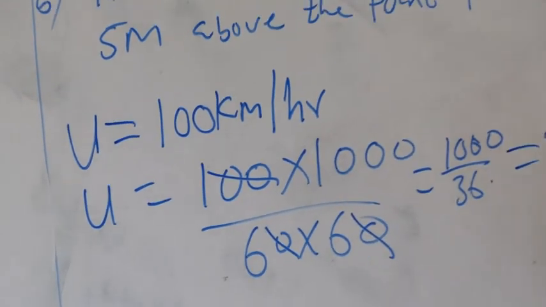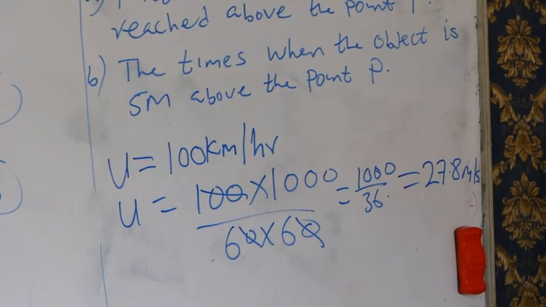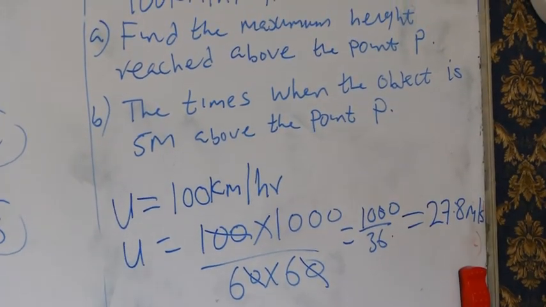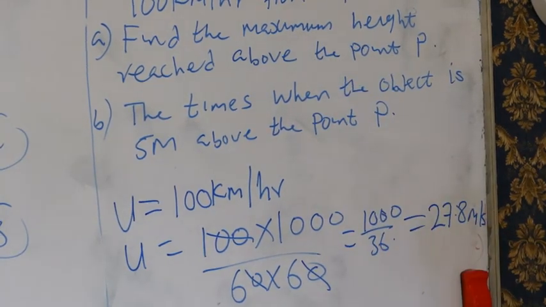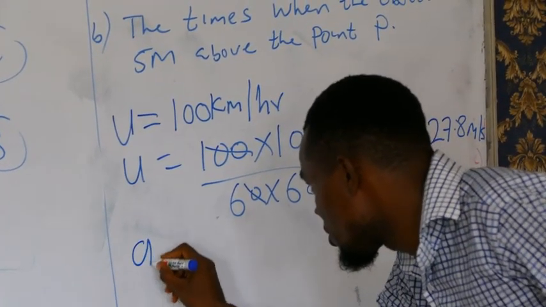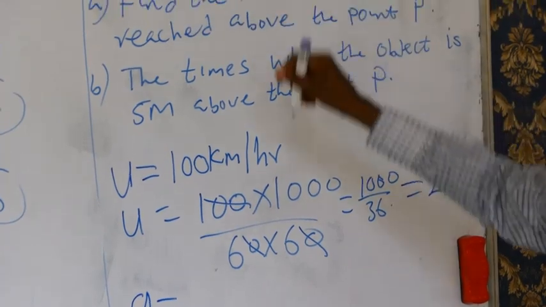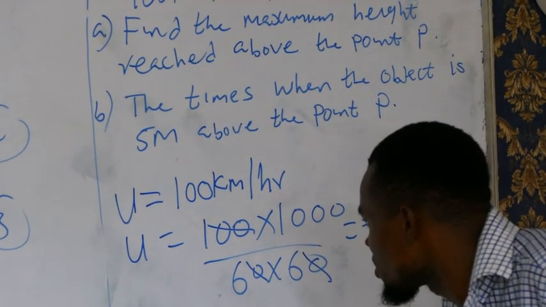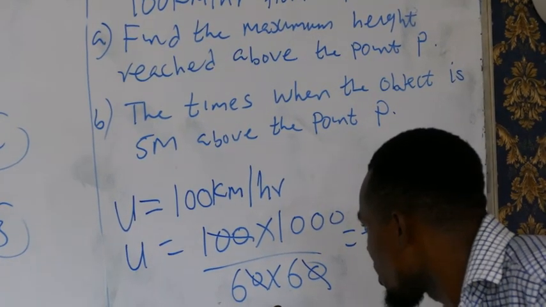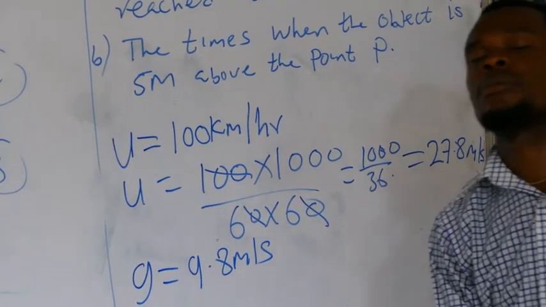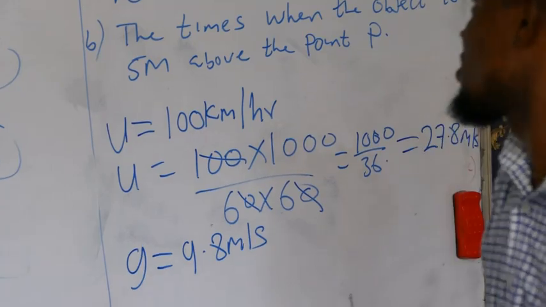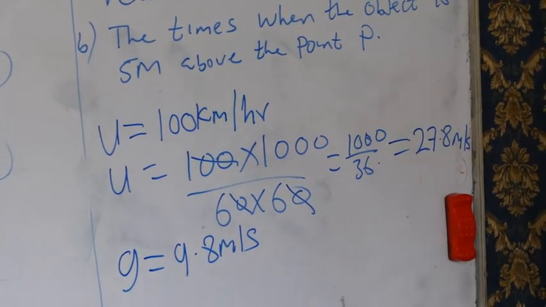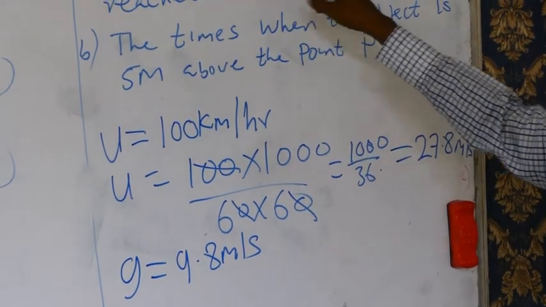The next thing is, which other thing do you have at your disposal? G is not given to you, so you can assume any value. For the sake of this example, I'm assuming G to be 9.8 meters per second squared. So far, this is the only parameter we'll have now. The question said we should find the maximum height.